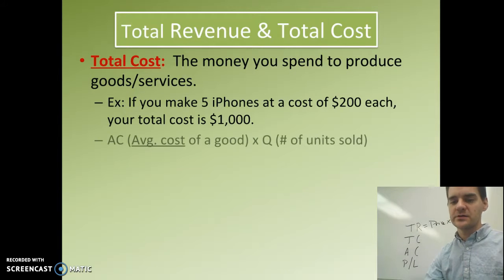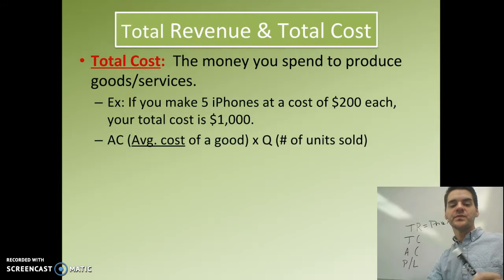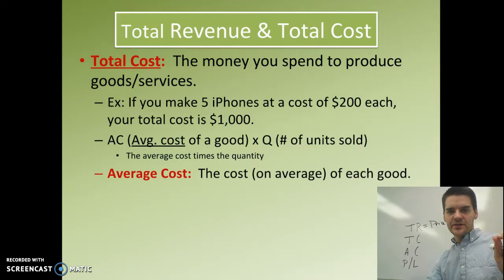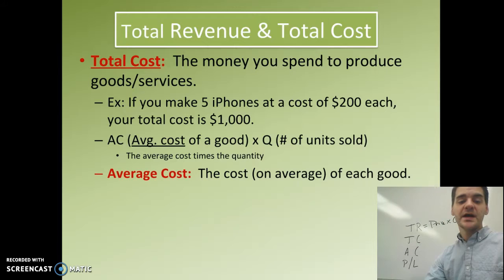And obviously the way you find that is by taking the average cost of each individual good you've produced and multiplying that times the quantity of the good, meaning the number of products that you've made, or the units. So that's another term, by the way, average cost. Before we define total cost further, let's talk about average cost. Average cost is just the cost on average of each good.